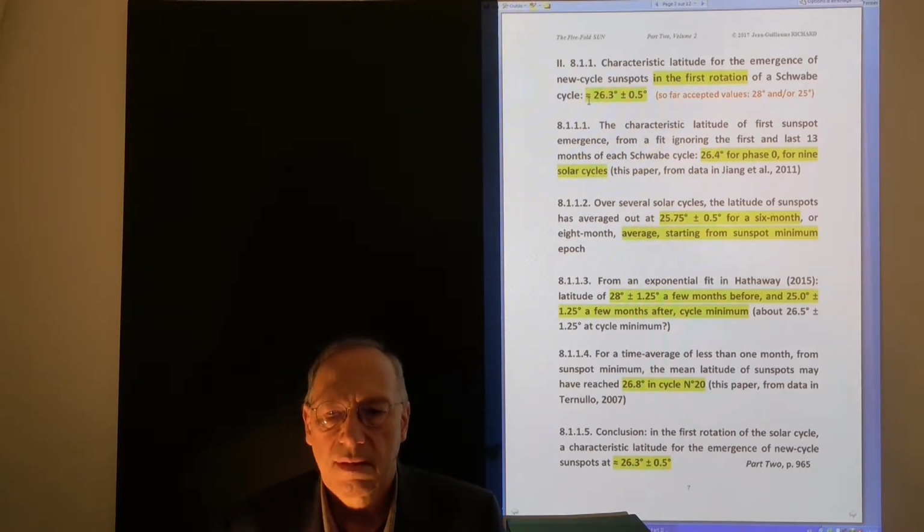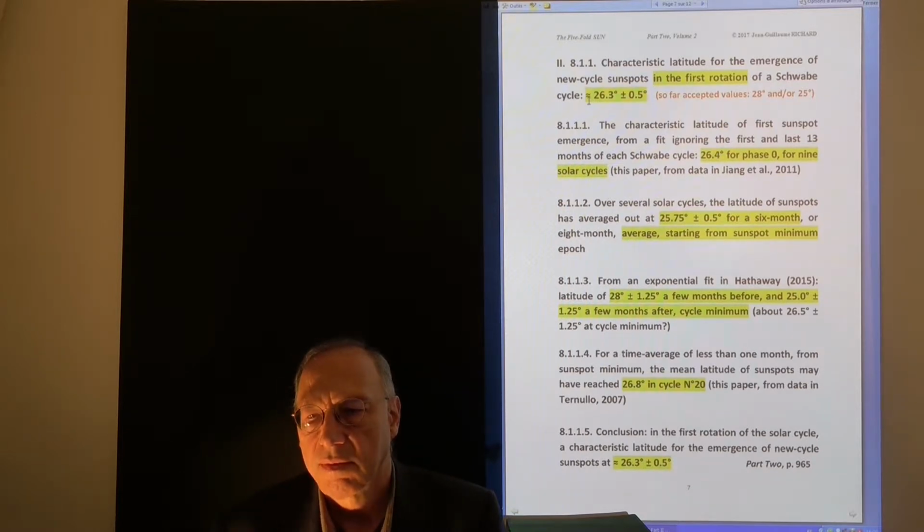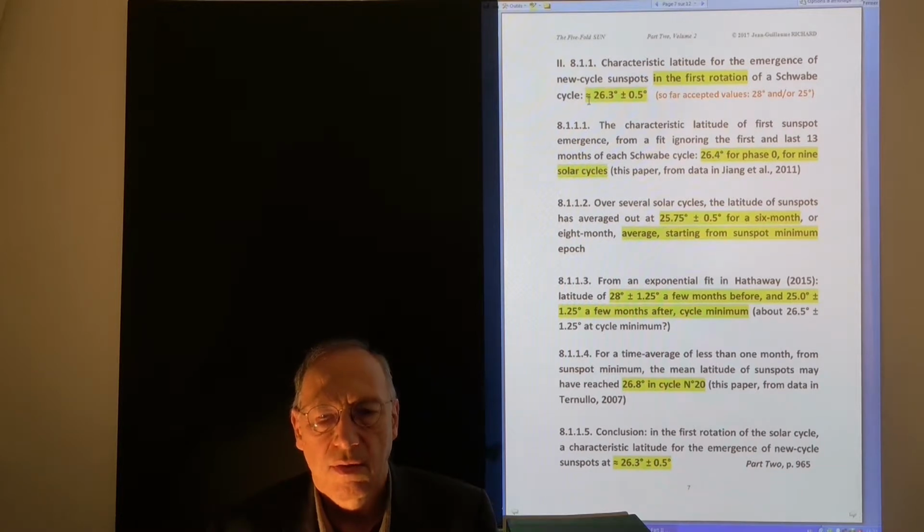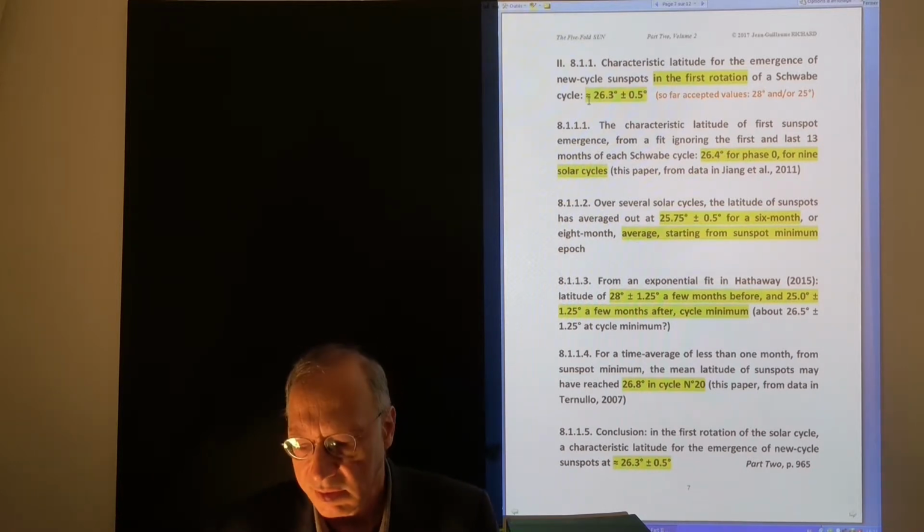In yet another section, from data in Ternullo 2007, we found that in cycle number 20, for a time average of less than 1 month after sunspot minimum, the mean latitude was about 26.8 degrees. And in conclusion, we found in The Fivefold Sun that in the first rotation, the characteristic latitude for new cycle sunspots is statistically about 26.3 plus or minus 0.5 degrees.